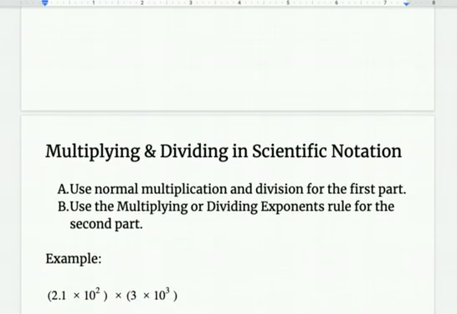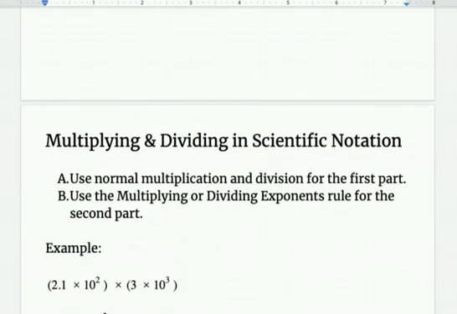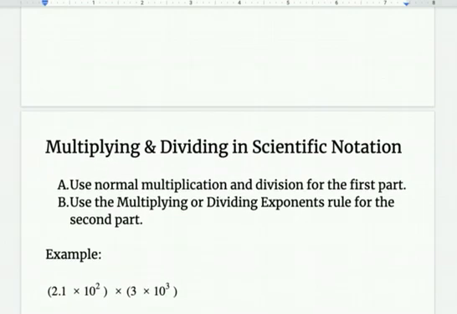So here's an example of multiplication with scientific notation. We have 2.1 times 10 to the 2nd power multiplied by 3 times 10 to the 3rd power. So what we mean by the first part is the first part of each scientific notation component. So we mean the 2.1 and the 3. You're using normal multiplication or division. Here it's multiplication. That's between the two scientific notation parts. So the first part we would just take 2.1 and multiply it by 3. The second part we would use the multiplying exponents rule.